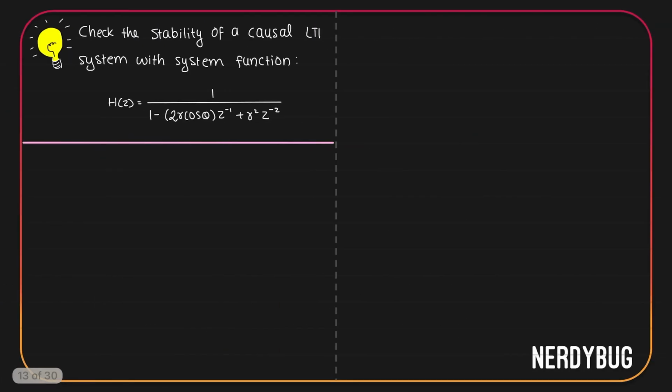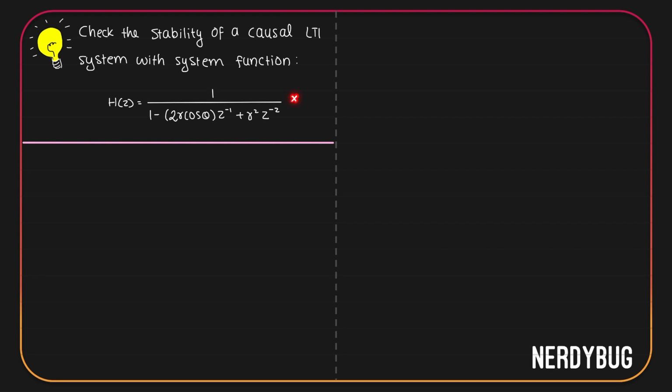Let us solve a problem based on this. We have to check the stability of a causal LTI system whose system function is given. H of z is 1 by 1 minus 2r cos theta z inverse plus r square z raised to minus 2. Since it is already given that the system is causal, all we have to check is if the magnitude of the poles are less than 1 or not. If they are less than 1, the system will be stable. If they are not less than 1, then the system will not be stable.